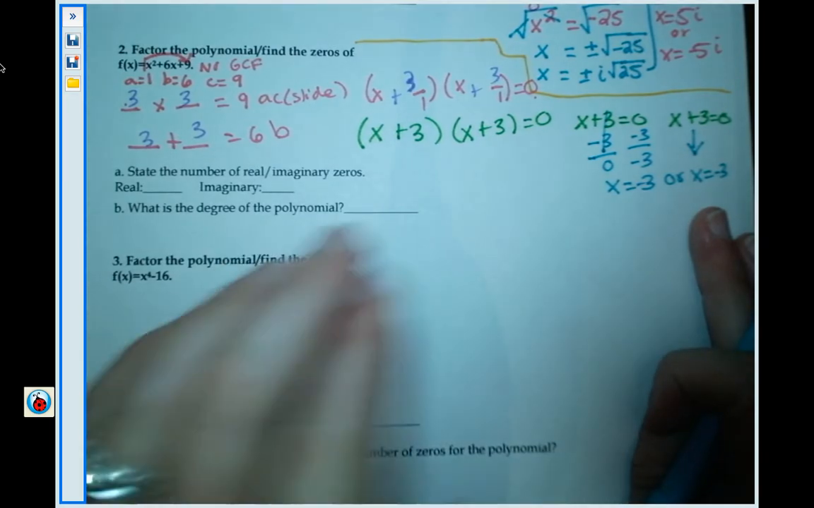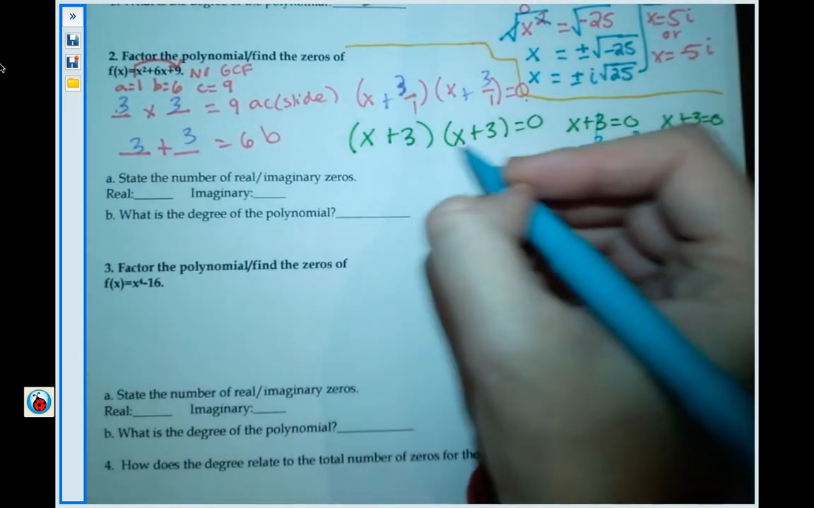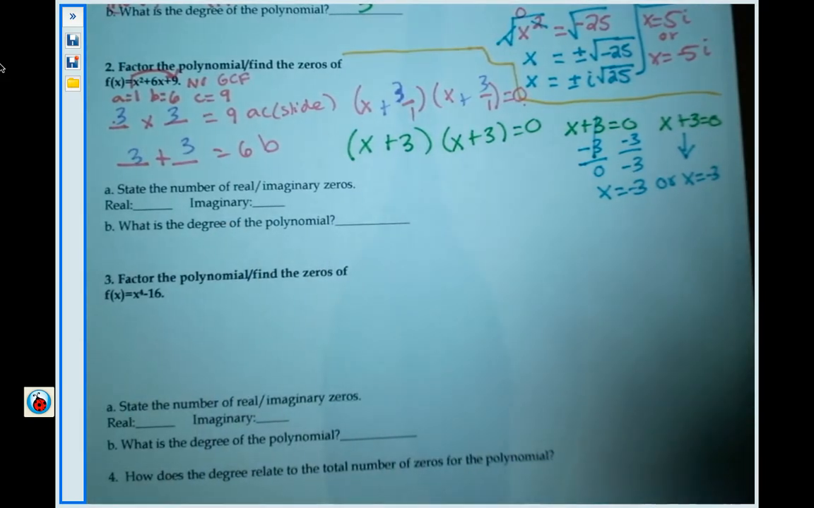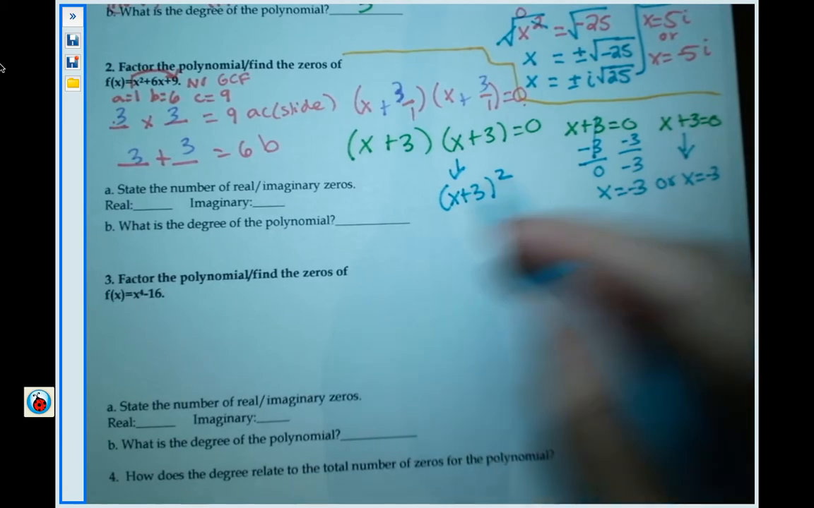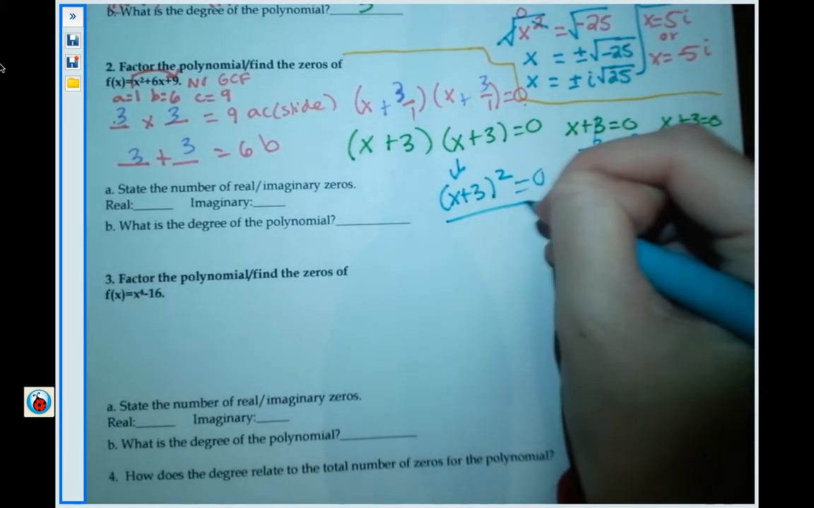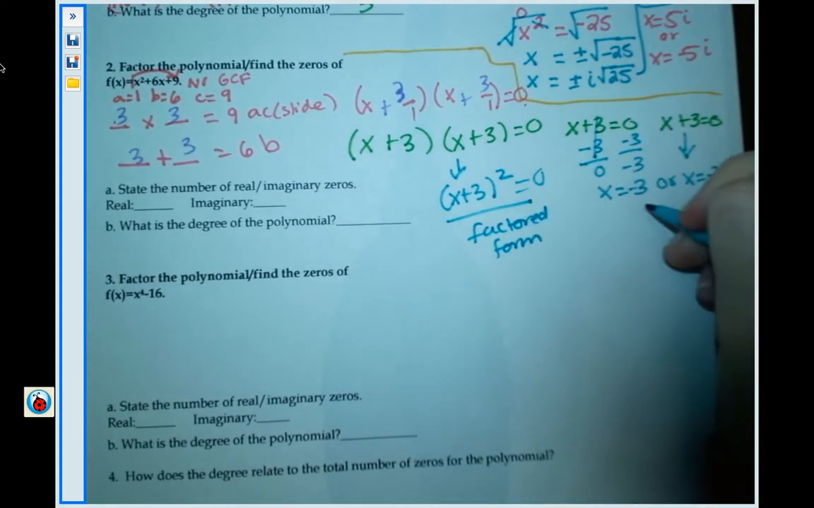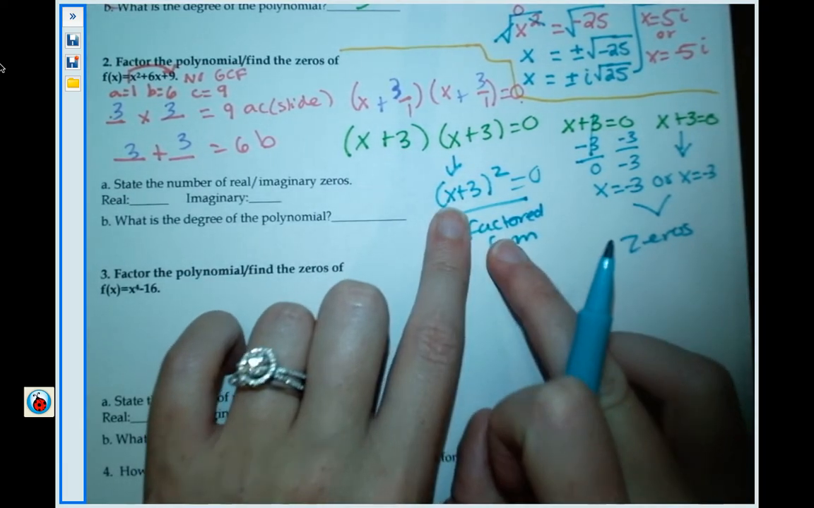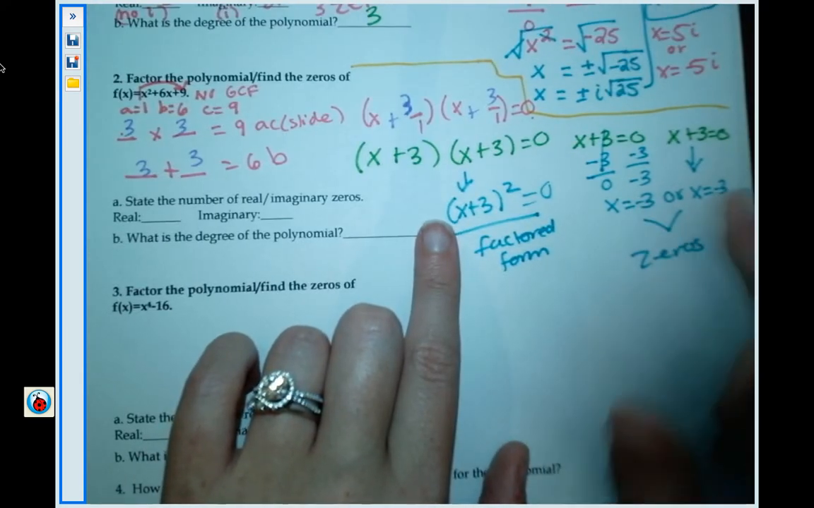Okay, so my factored form is this right here. These are my zeros. So this is factored form, which I could actually simplify down, you guys. Since I have 2 of the same terms, I could write this as x plus 3 squared, since there are 2 of them. Okay, so this, you guys, is factored form. These are my zeros. So there's a difference. We're constantly going to be talking about factored form. This is what we got when we factored. This is what we got when we found the zeros. Okay, so we have 2 zeros.